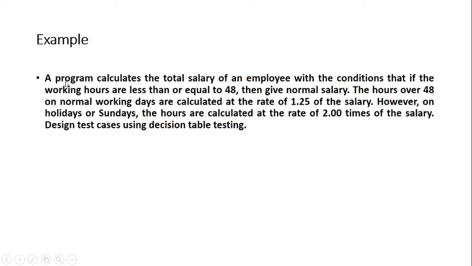Right? First one is a program that calculates the total salary of an employee with the conditions that if the working hours are less than or equal to 48, then give normal salary. That means one parameter that contributes to the salary is your number of working hours. So if it is less than or equal to 48, give him the normal salary.